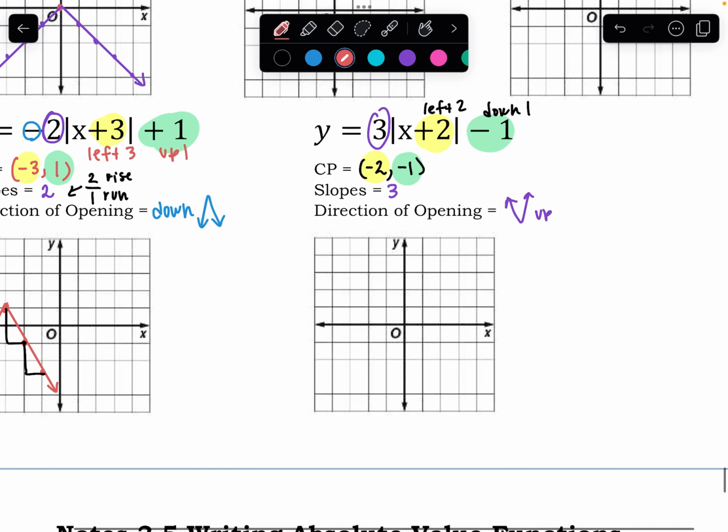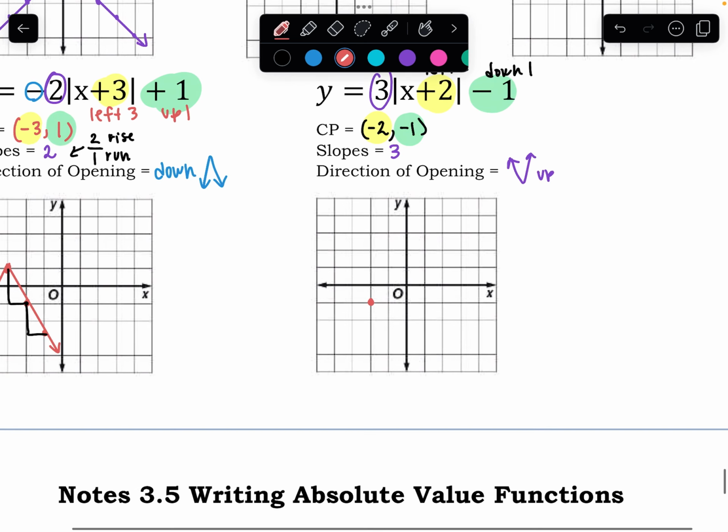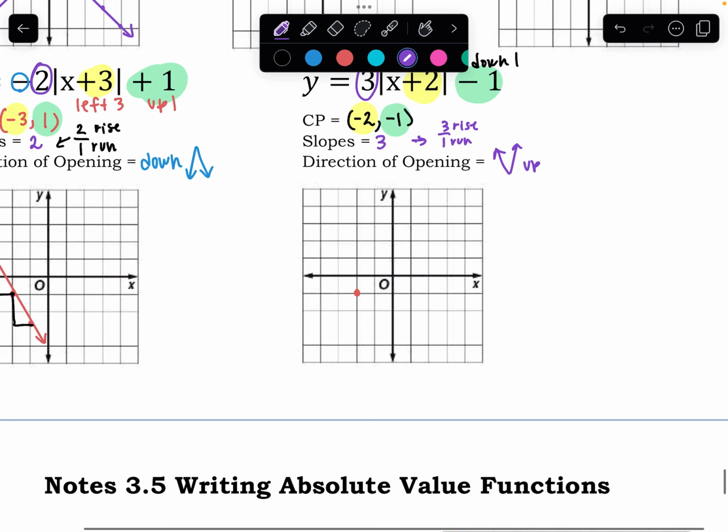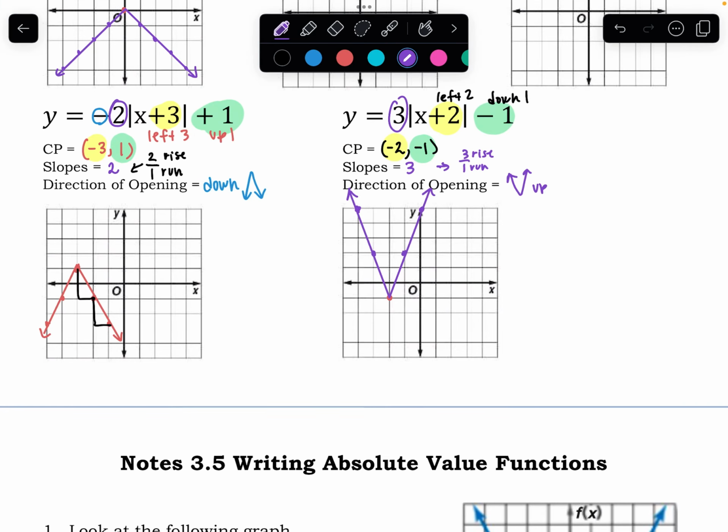And so we'll graph that critical point at -2, -1. It's opening up and our slope is 3. If you want to rewrite that as 3 over 1, our rise is 3. Our run is 1 on each side of the critical point. So rise 3, run 1 on each side. Right, and so that's how we would graph from an equation.